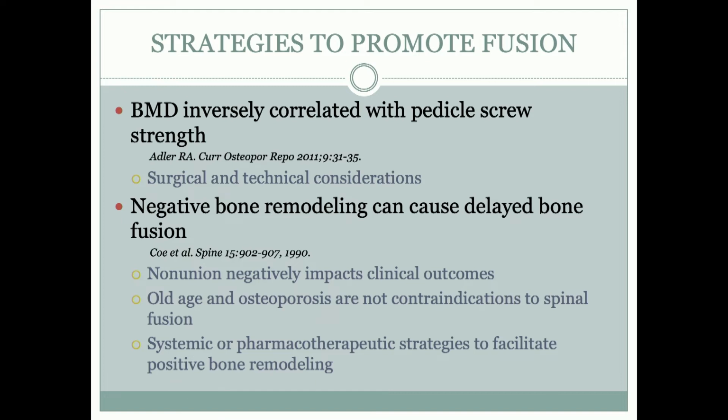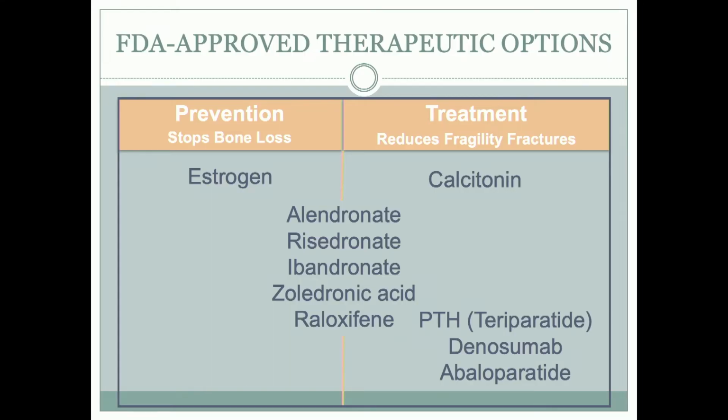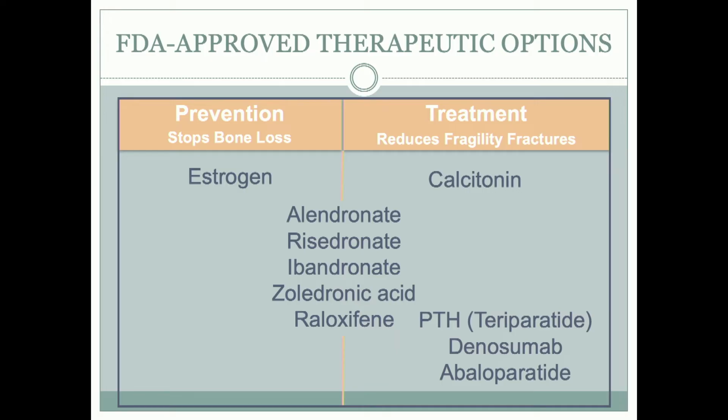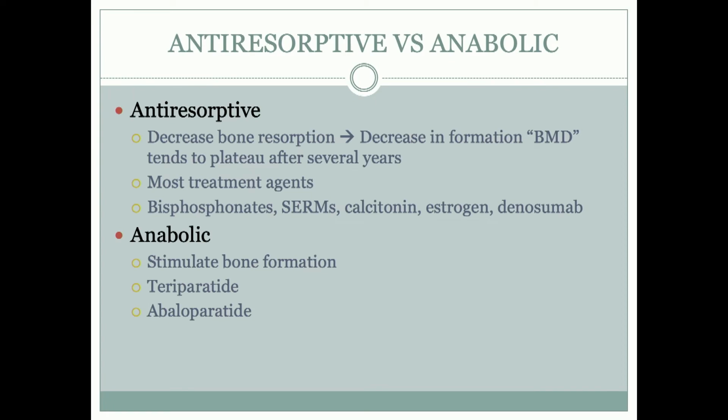So I just wanted to review some of the treatments available to us to promote spinal fusion. And this slide shows the FDA-approved therapeutic options for osteoporosis. So anti-resorptive agents include alendronate, risedronate, zoledronic acid, and raloxifene. And on the far right are our anabolic therapies, which we talked a little bit about earlier: Forteo or teriparatide, denosumab, and abaloparatide.